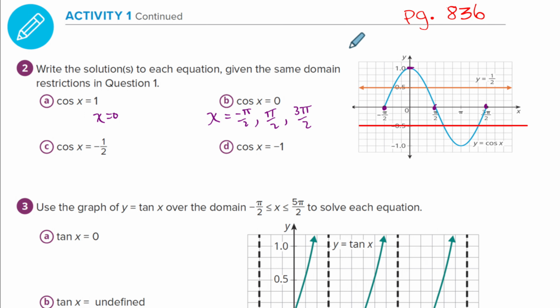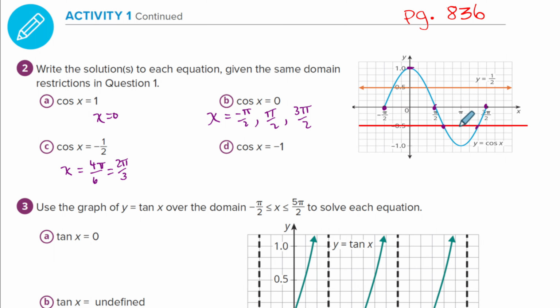Part C, cosine of x equals negative 1 half. I drew the line there to help us. But what do we have here? We have this value and this value. These two values. So remember, these are sixths. So this is 1, 2, 3, 4, 6. So x would equal 4 pi over 6. That would be one answer, but that can reduce, right? 2 pi over 3. And what's the other value?